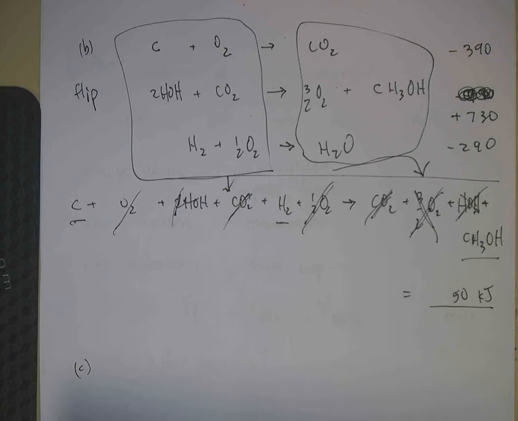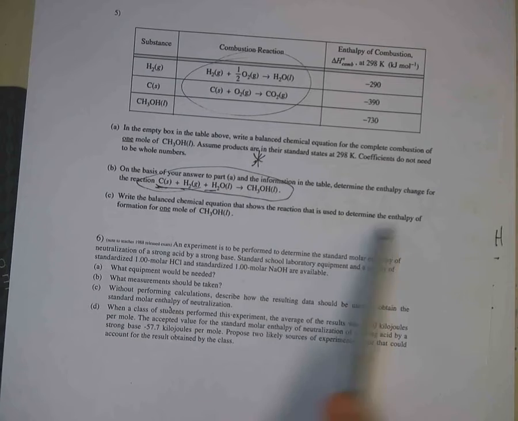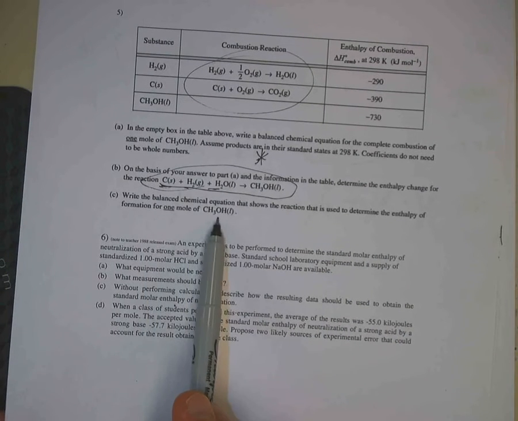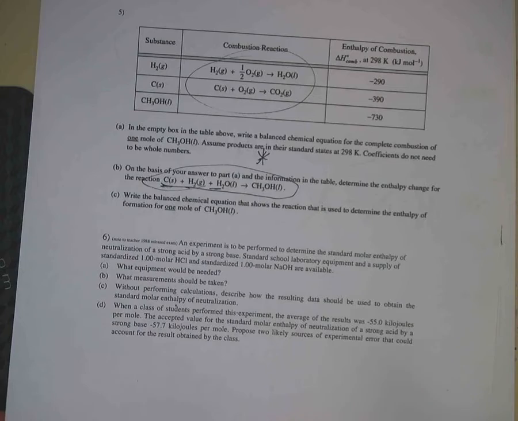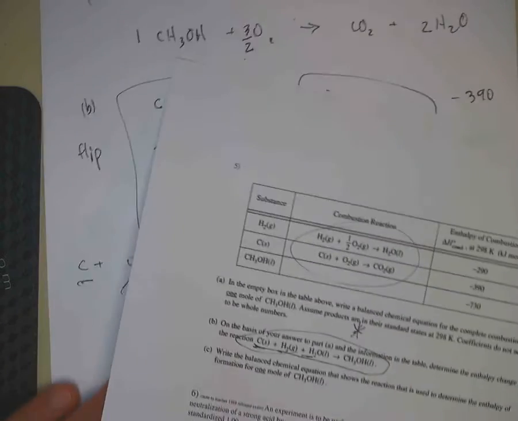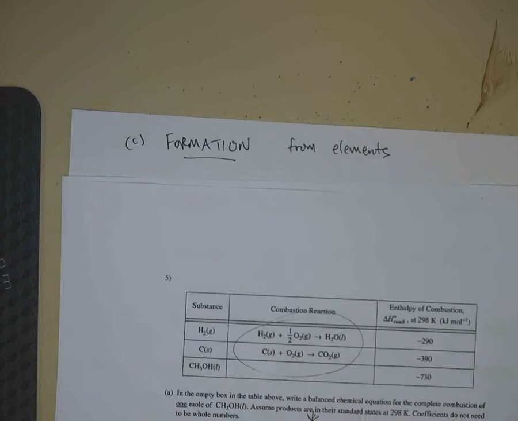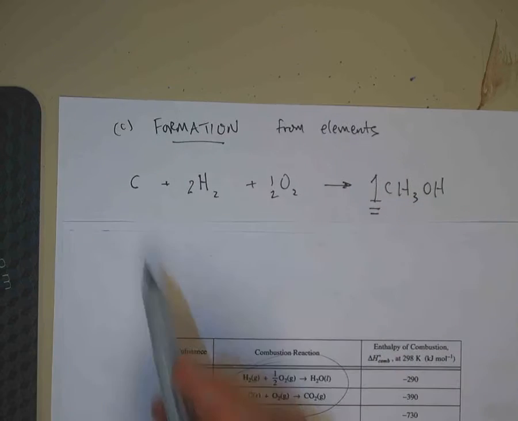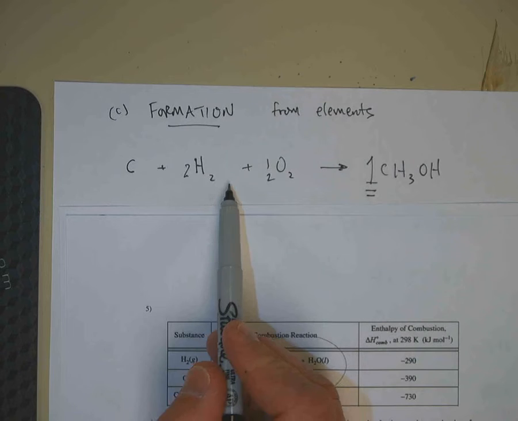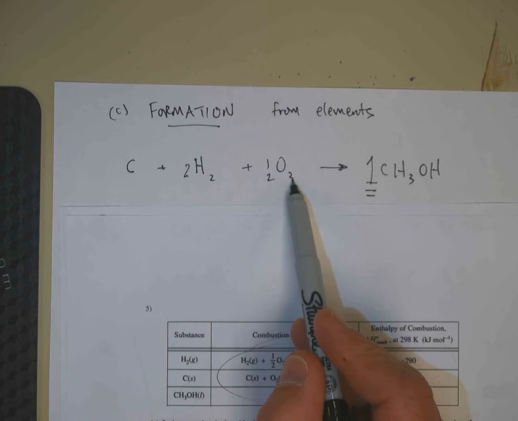Letter C, it says write the balanced chemical equation that shows the reaction used to determine the enthalpy of formation of 1 mole of CH3OH. Since it says formation, it means it's formed from its elements. And CH3OH would be formed from carbon, oxygen, and hydrogen. And carbon in its standard state is just C. Hydrogen in its standard state is H2. And then oxygen in its standard state is O2.